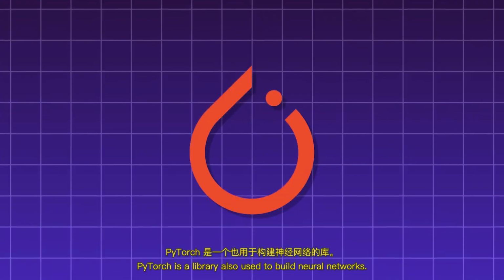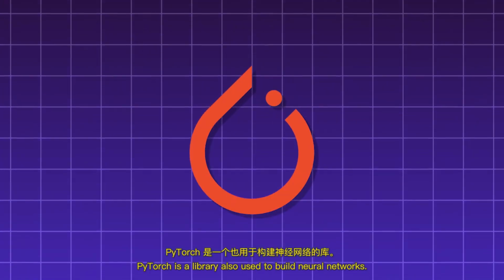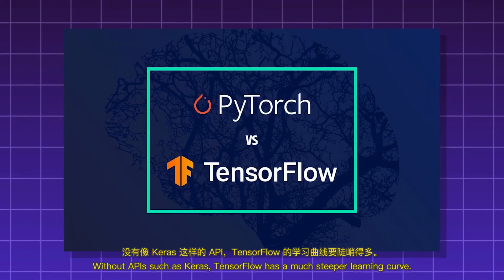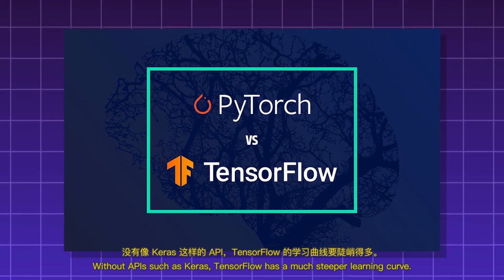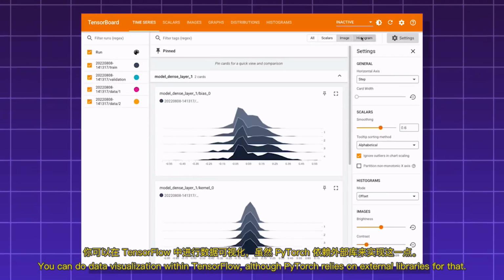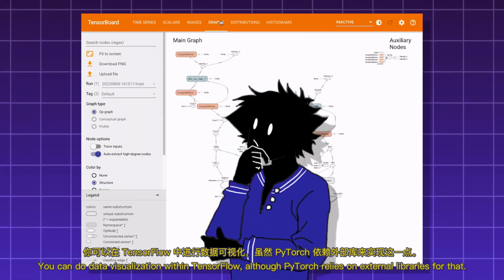PyTorch. PyTorch is a library also used to build neural networks. Unlike TensorFlow, PyTorch tends to be a little bit more user-friendly. Without APIs such as Keras, TensorFlow has a much steeper learning curve. You can do data visualization within TensorFlow, although PyTorch relies on external libraries for that.